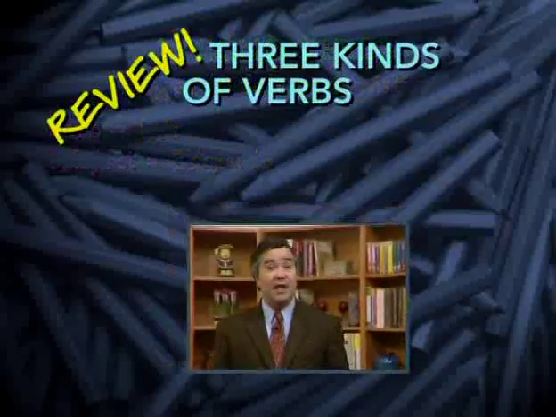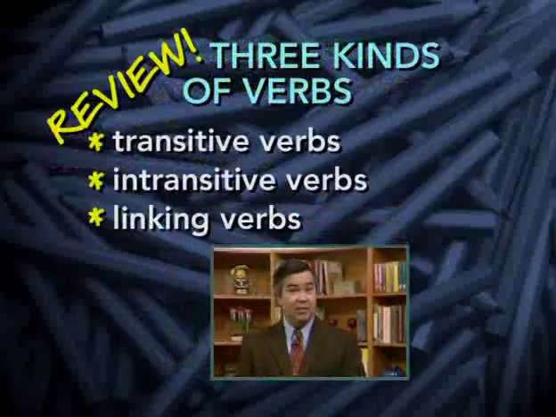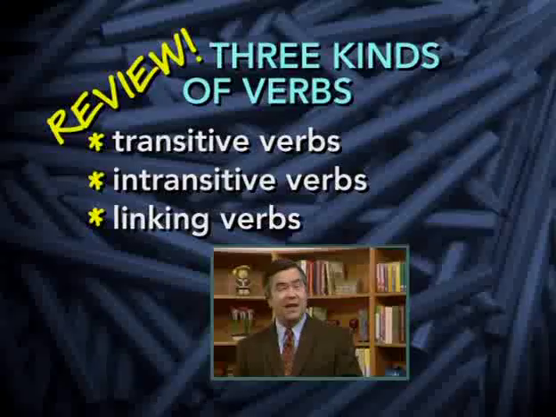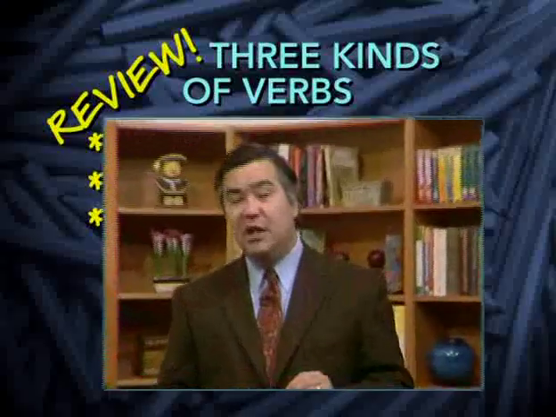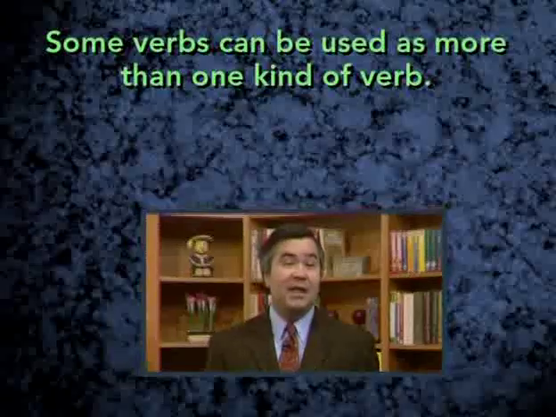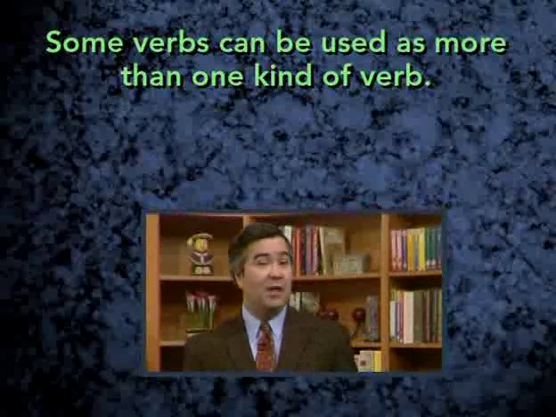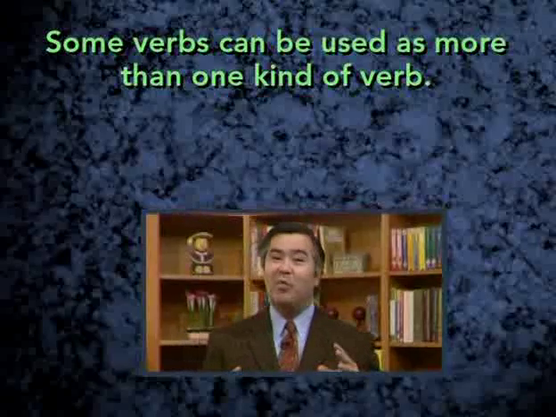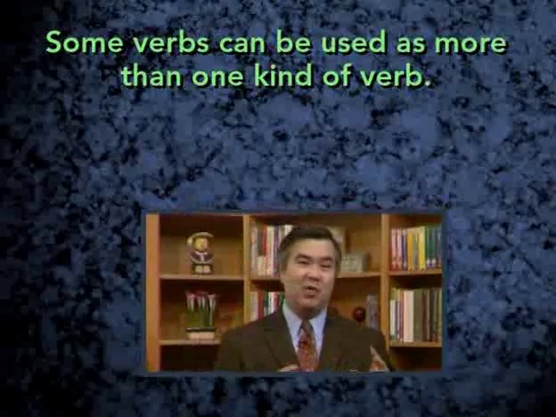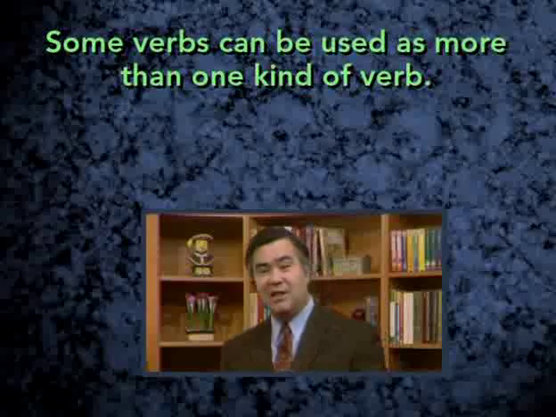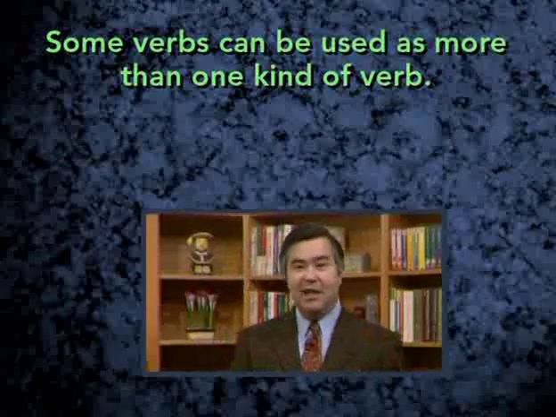These then are the three kinds of verbs: transitive verbs, intransitive verbs, and linking verbs. And as you'll see in a moment, it's important to understand the difference in order to understand how sentence complements are used. Notice that some verbs can be used as more than one kind of verb. In other words, the very same verb word can be used in a transitive way or an intransitive way, or perhaps as a linking verb.